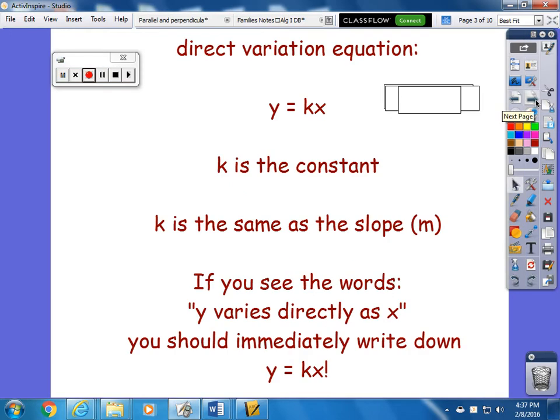Okay, so the direct variation equation is y equals kx. Say that to yourself 3 times. So that must be memorized. K is the constant. K is the same as slope. So if you see the words y varies directly as x, you should immediately write down y equals kx.